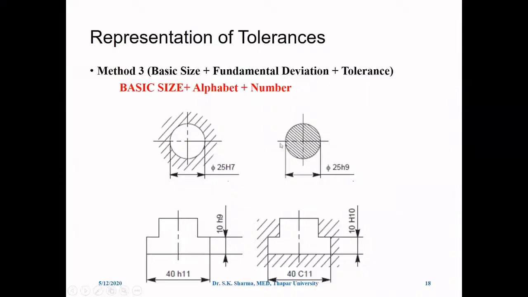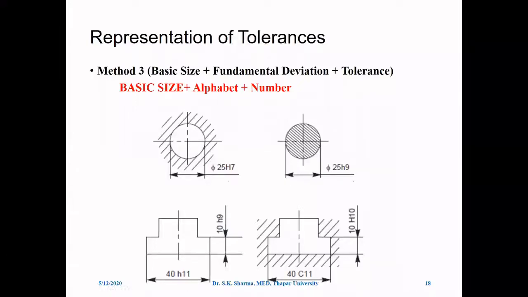Similarly, this is a shaft member, and here the size is dia 25 H9. Now you can understand that wherever you are dealing with an internal feature like a hole feature or a cut feature like this, the fundamental deviation alphabet, that is H in this case here, and C here, and H again here, we use a capital alphabet for defining the fundamental deviation in case of internal features, whereas in case of external features like a shaft or any external dimension, we use the lowercase alphabet here, right? So that is the difference.